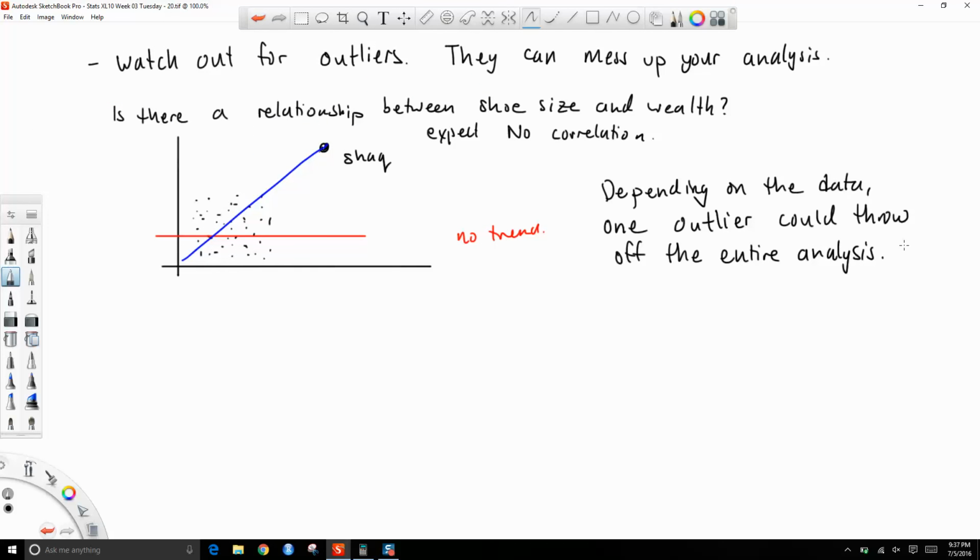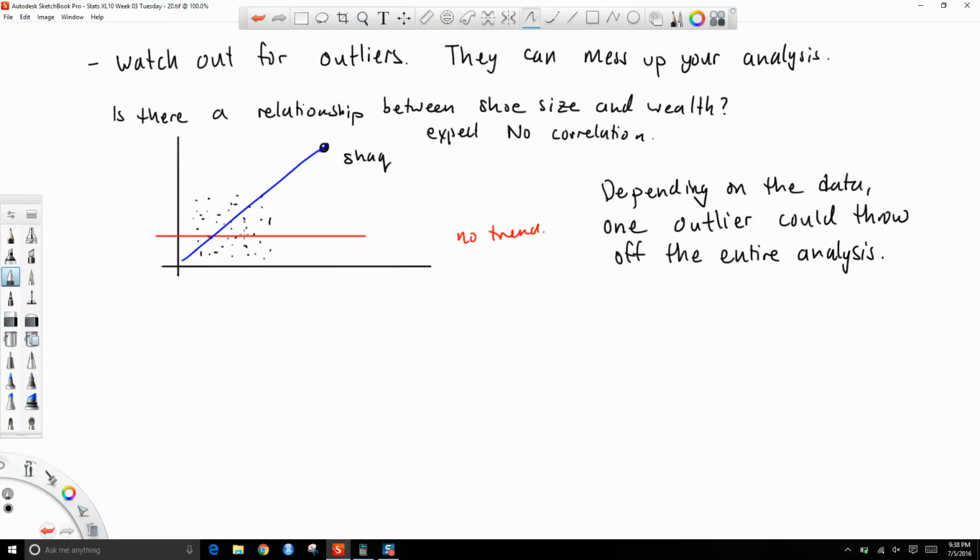So how do you decide if something's an outlier? Well, you have to create a scatter plot. This is like our answer to everything: you have to make a scatter plot and look. If you see a data point that's way out there all by itself, you have to ask, should this data point be included in my analysis? You probably want to say, Shaq is atypical, not like most other people, so I'm not going to include him in my analysis. Then for everyone else, is there a relationship between shoe size and wealth? And we'd see no correlation.